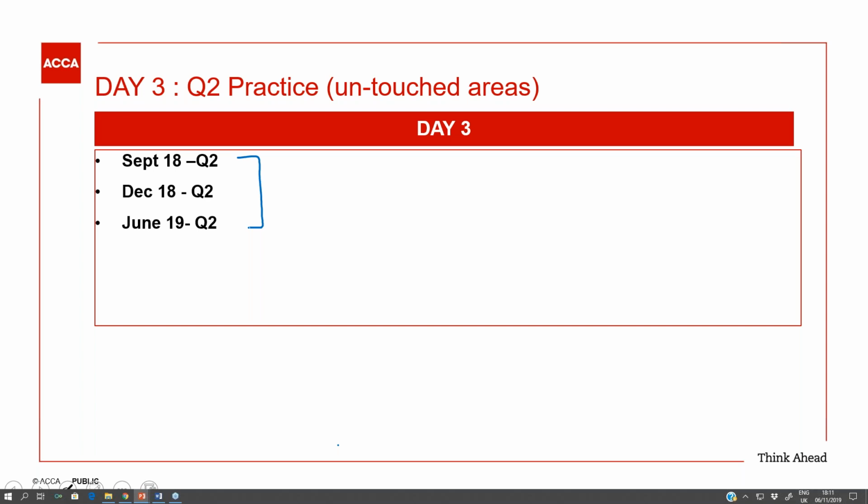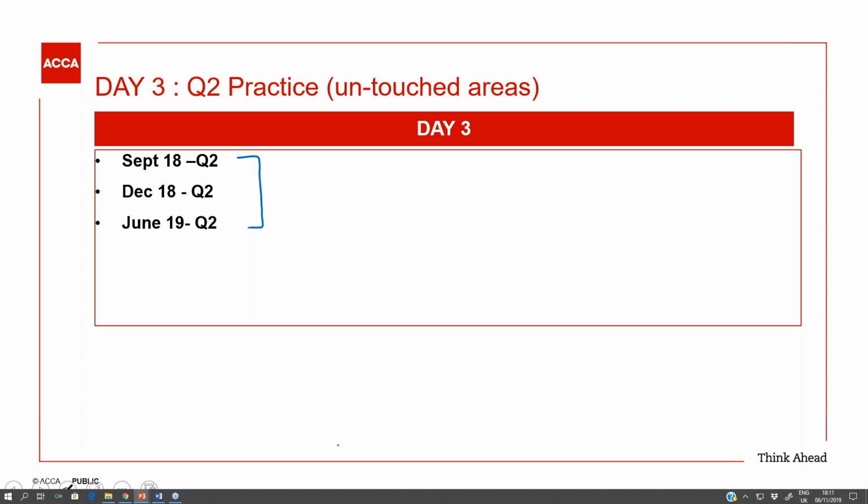We all know that the paper format for AAA was changed in the September 18 exams. And since the September 18 exams, there are a total of three questions in the exam paper. We've already done question one yesterday. We are now focusing on question two.